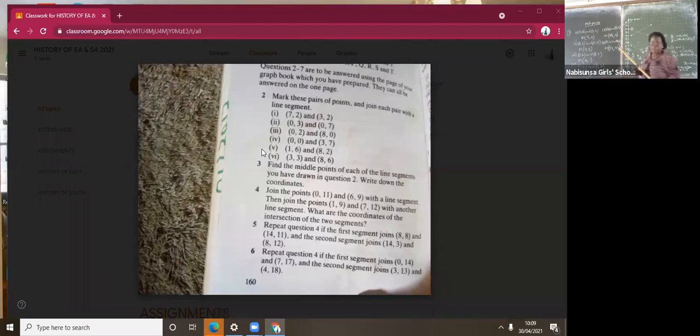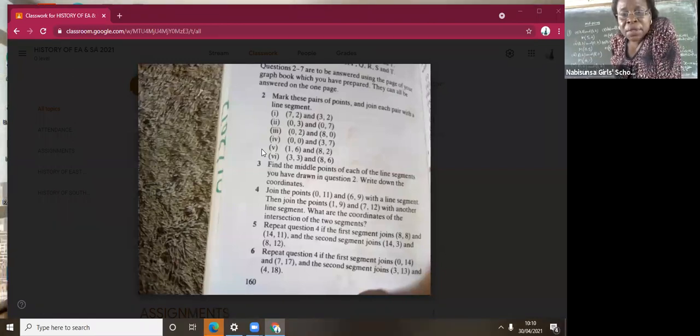So we have question number 4. Can somebody help us answer it? Excuse me, teacher, do we draw on the same graph? Yes, from question number 2 to question number 7 are to be answered using the page in your graph book which you have prepared. They can all be answered on one page. If you have prepared the page very well, you would cater for all those questions.